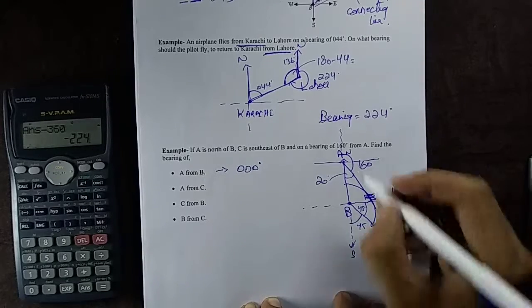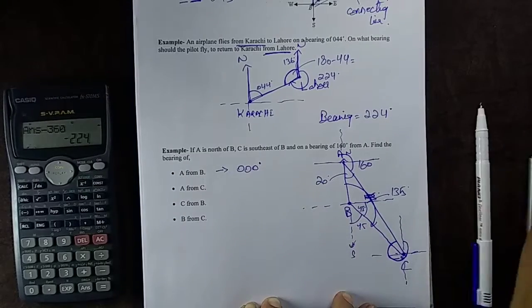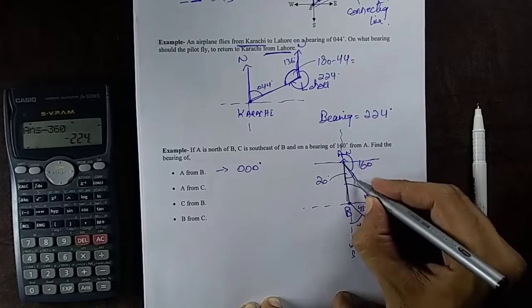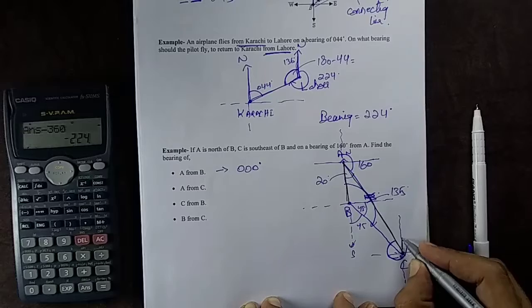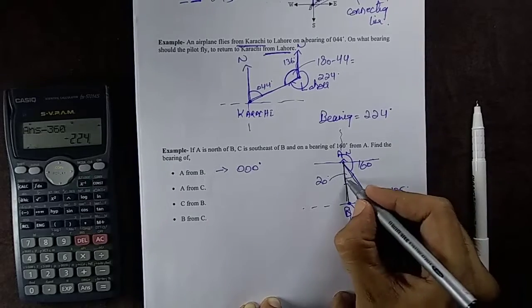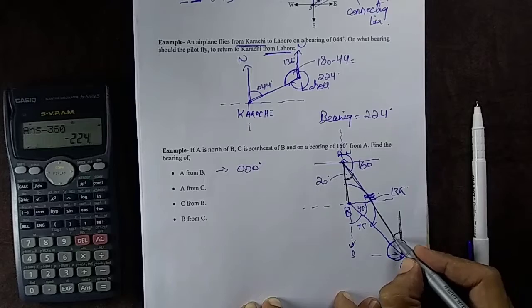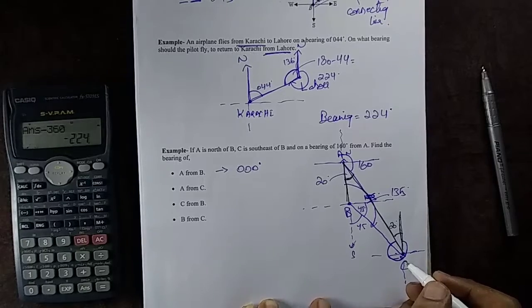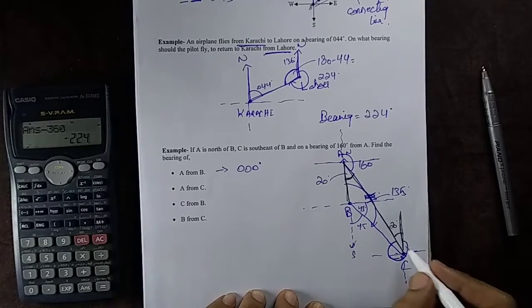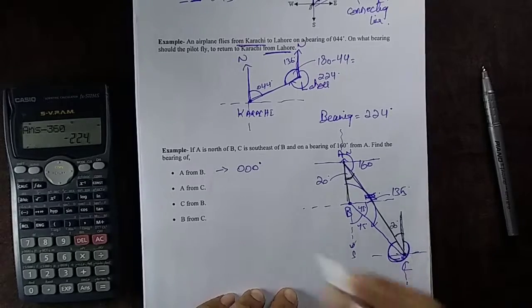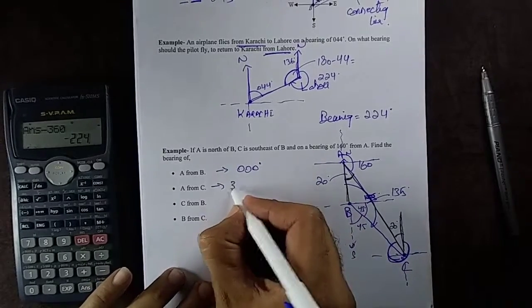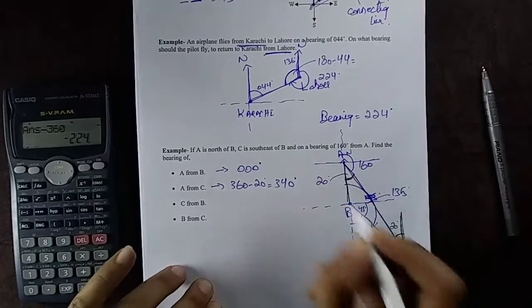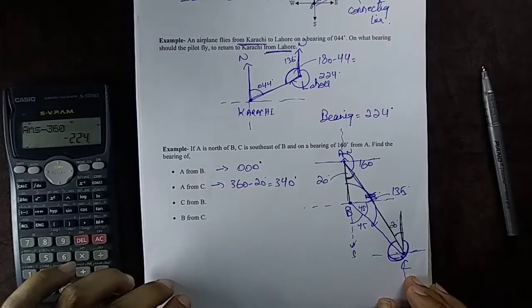Now we can see a Z being formed here. Remember the property of the alternate angles? A Z being formed here between the parallel lines, right? So if this is angle 20, this would also be 20. So the required bearing to be found would be the difference of this 20 and 360 degrees. So it would simply be 360 minus 20, which is equal to 340 degrees.